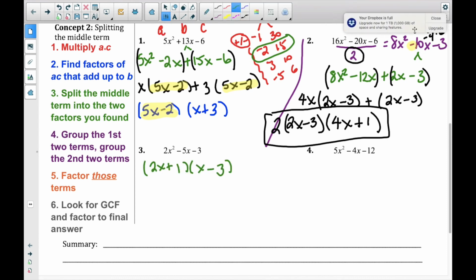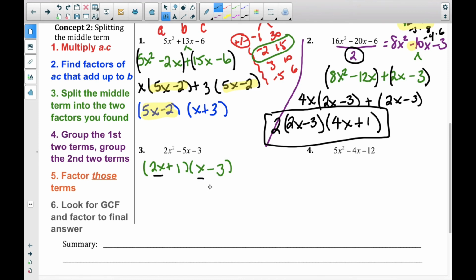Okay, I kind of cheated on number 3 because for me that was an easy guess and check, but I'm good at guessing and checking because I've been doing this a while. But let me just tell you what I did. I started off with the 2x squared and I knew my only possibilities were 2x and x, so I filled those in first.